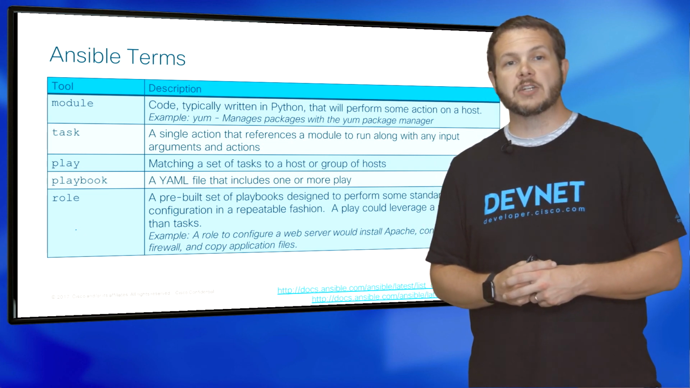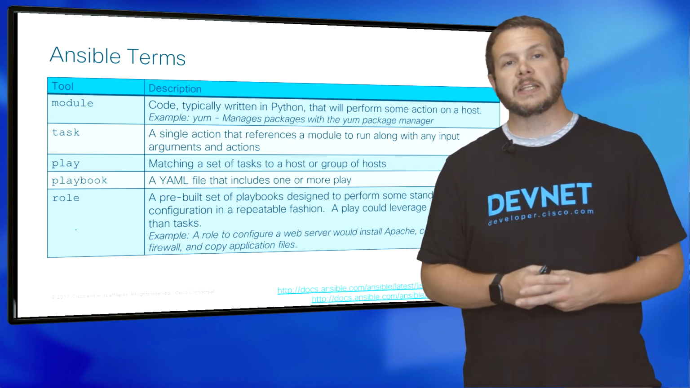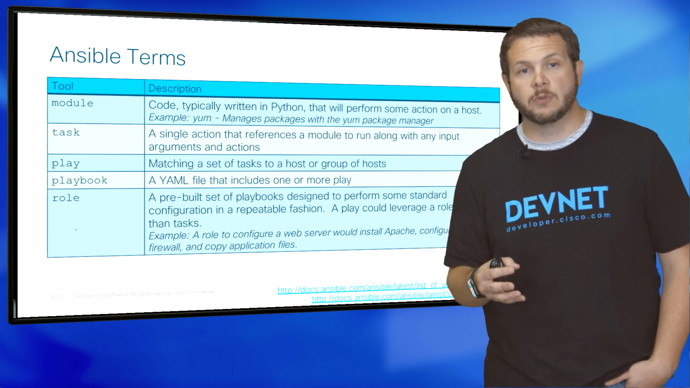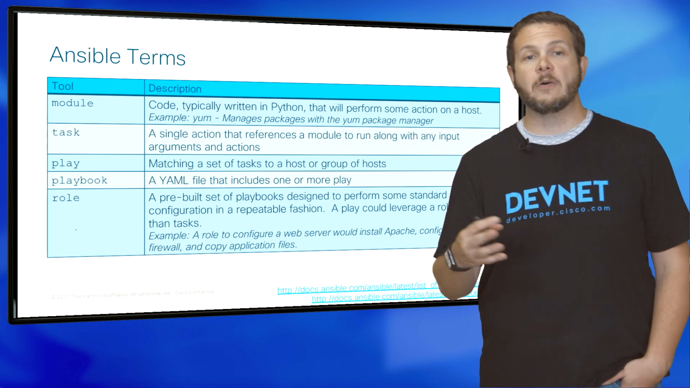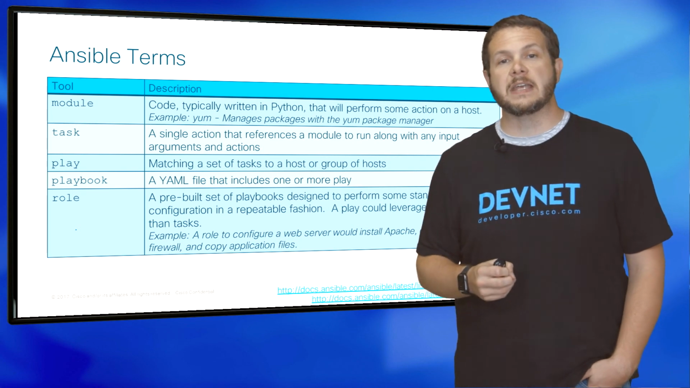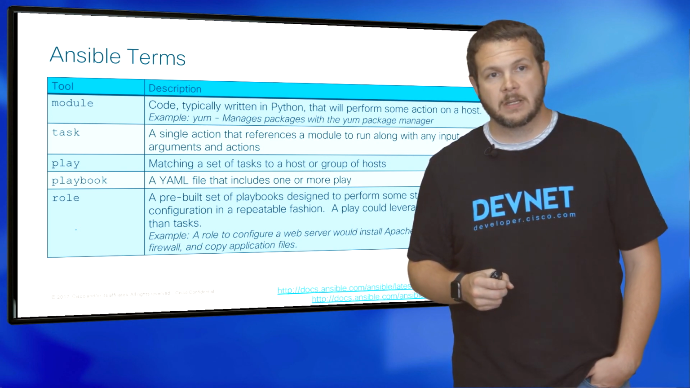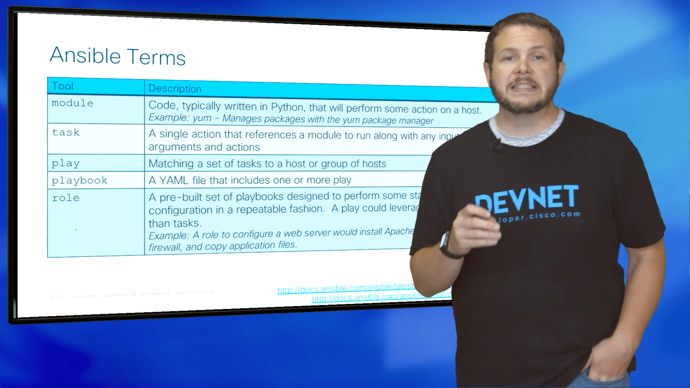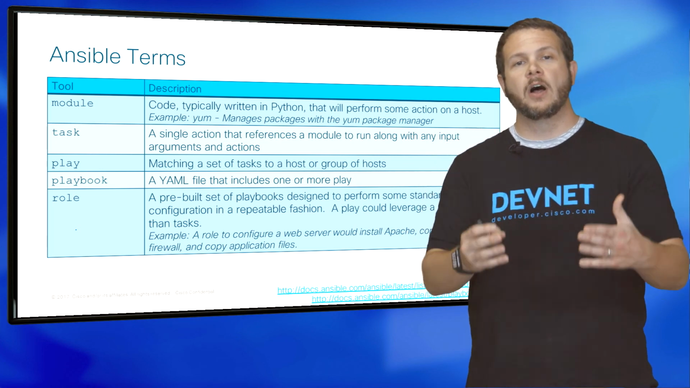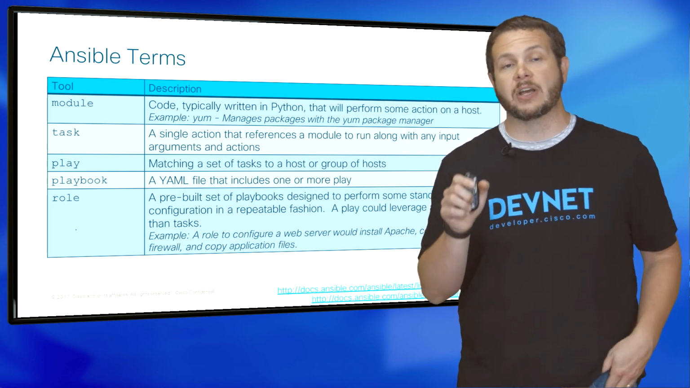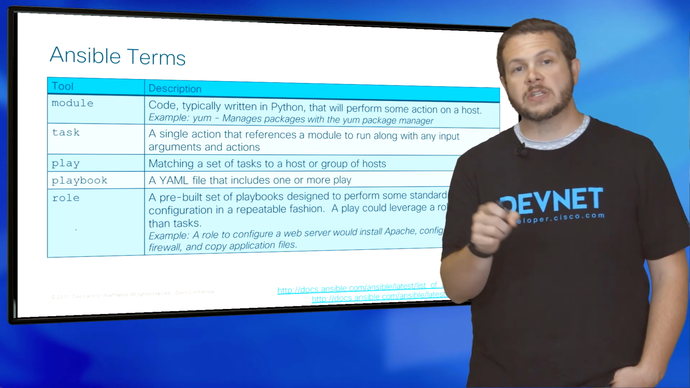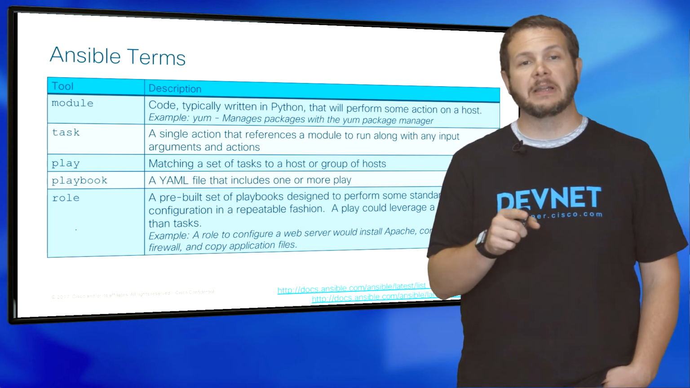For example, you'll have a module for yum. The yum module in Ansible knows how to manage packages using the yum package manager. We'll also have modules to work with our Nexus devices and our iOS devices. Our modules also know how to take advantage of apt if you're using a Debian-style Linux environment. The next step up are tasks. A task in Ansible is a single action that references and uses one of those modules along with any other input arguments necessary to customize that module's actions. Tasks are combined with the host to execute those tasks against inside of a play.